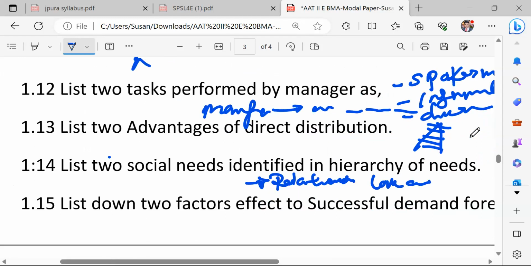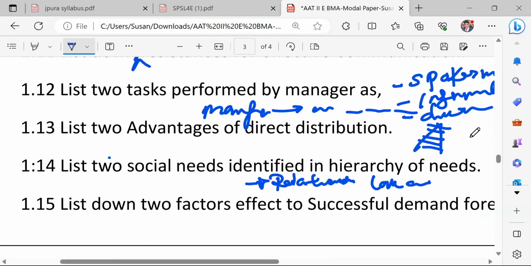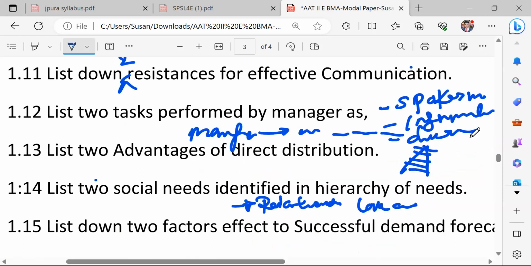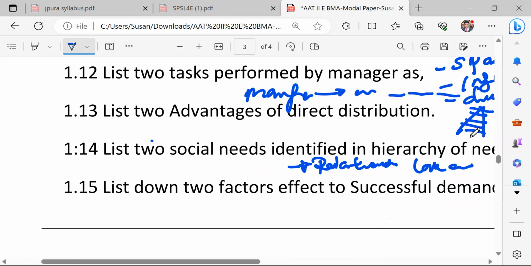List down 2 factors affecting successful demand forecasting. What is demand forecasting? Demand forecasting means that we can understand what the real situation is. Based on that, we can decide about our production and capacity. Read the lesson, operations management. Watch the lesson, operations management. You can understand many, right?